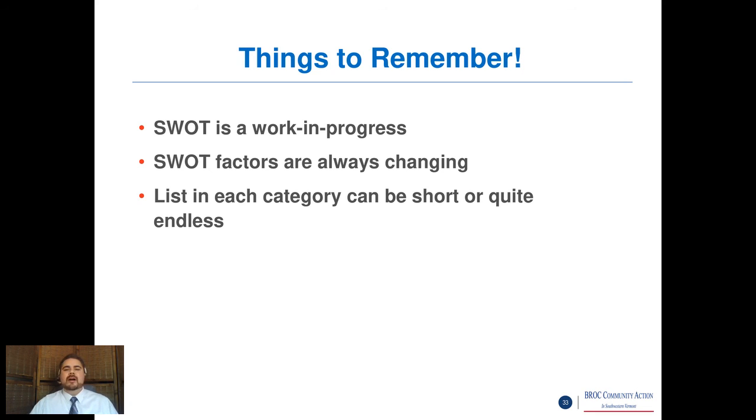The factors are always changing. The list in each category can be short or quite endless. So you could have 3 or 4, but the more you think about it, more are going to pop up, and these could end up to be 50 strengths. They could be 100 weaknesses. But it's really important to list those and to come up with the most important ones.